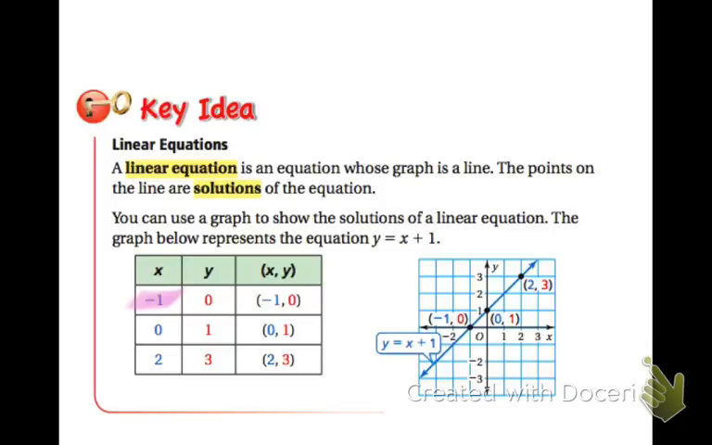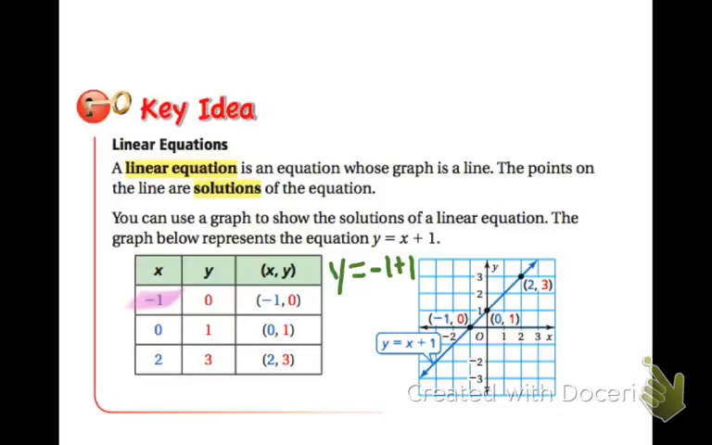And how do you find that? Well, we would substitute in. So using substitution like you did in the assignment last night, y is equal to -1 plus 1. And then you solve that, so you get 0. So this ordered pair, -1, 0, gets plotted on the line.